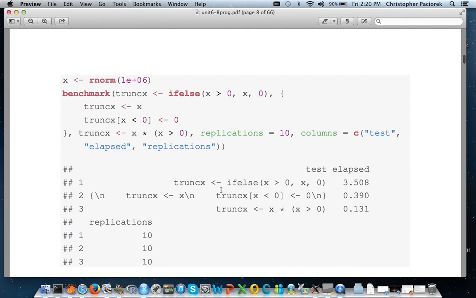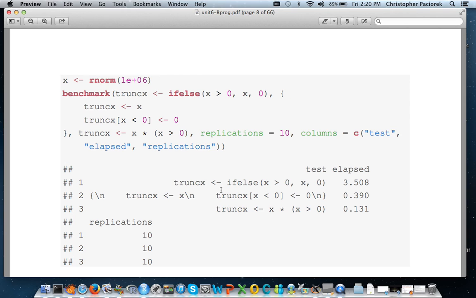let's look at 3 different ways of taking a vector and truncating any values in there that are less than 0 to be 0. So one way to do that is this if-else statement. Take this, and if any element is bigger than 0, return the element x. Any element that's less than 0, return 0.